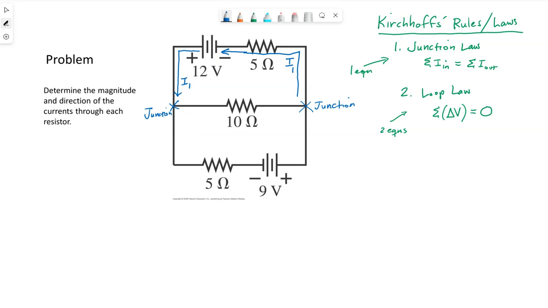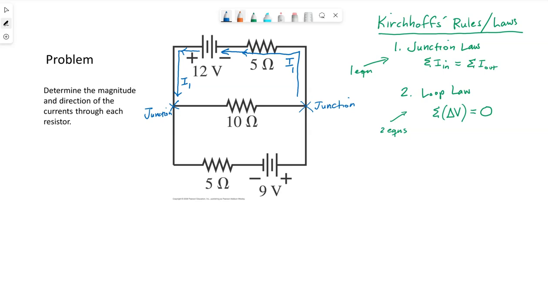I base the direction of my current off of the battery that is in that branch. So using the traditional definition of current flowing from high potential to low, that's why I drew it coming out of the positive side, so to the left, and flowing towards the negative on the right side, so to the left.